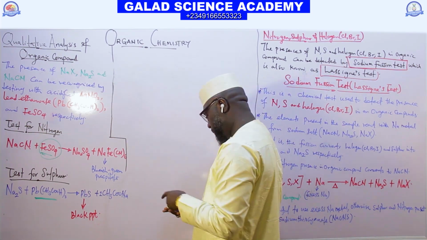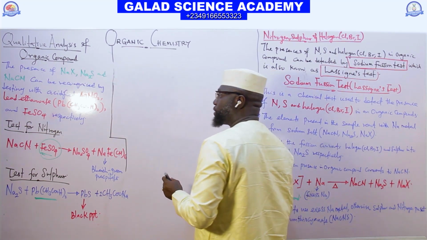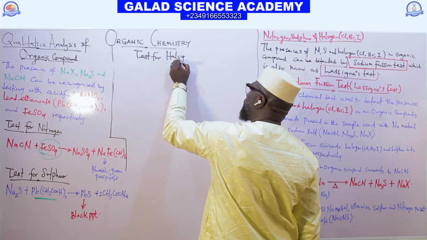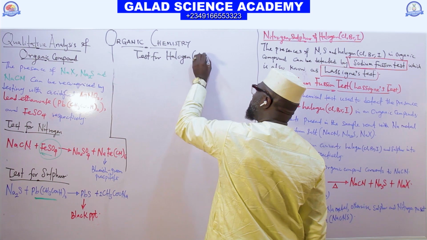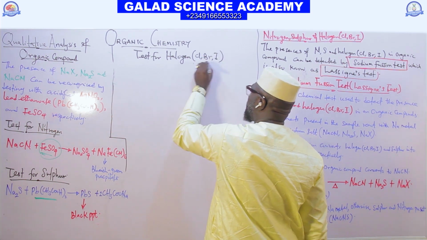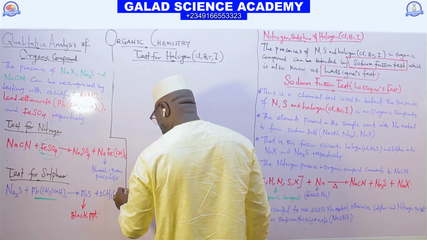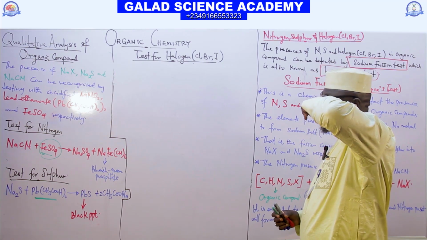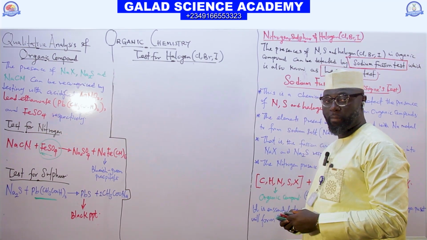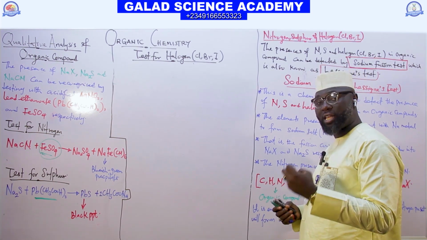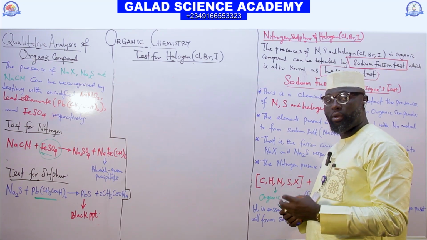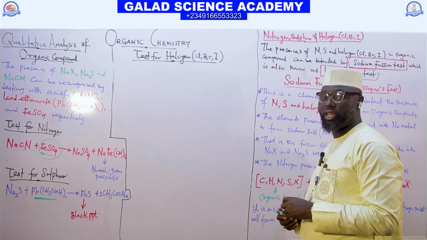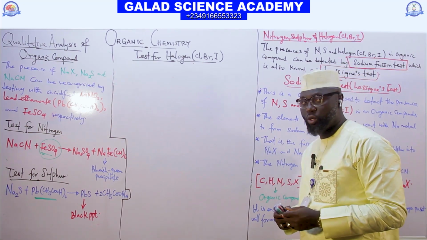So the last one now is the test for halogen. Halogen, which is chlorine, bromine, and iodine. So if we want to test for this halogen, like I said earlier, the portion of the filtrate of sodium fusion, we add it with acidified AgNO3 plus HNO3, and a precipitate will form.